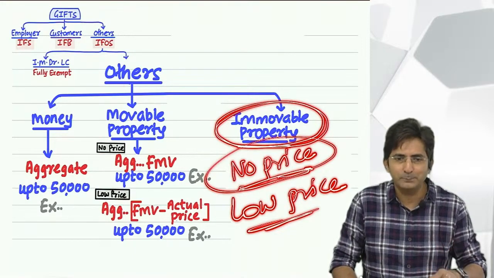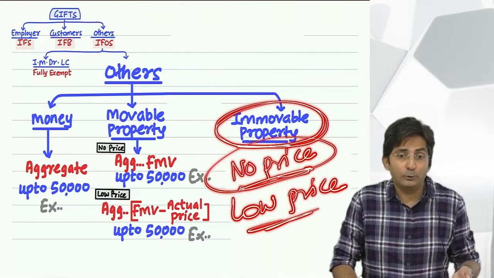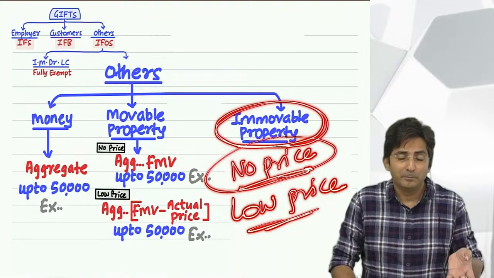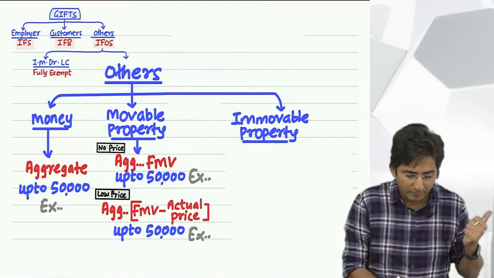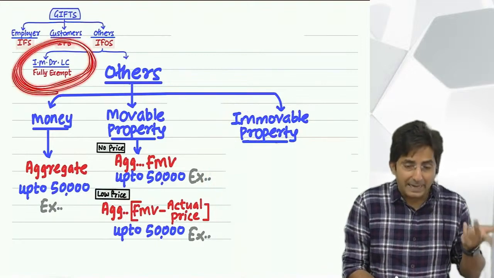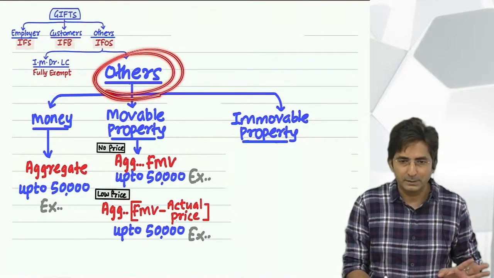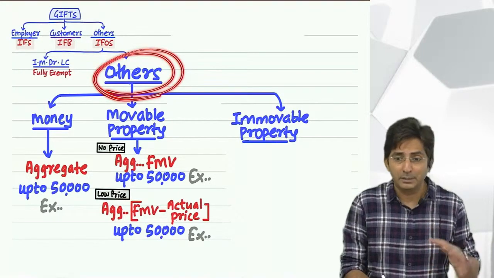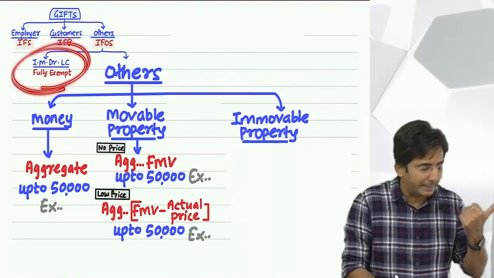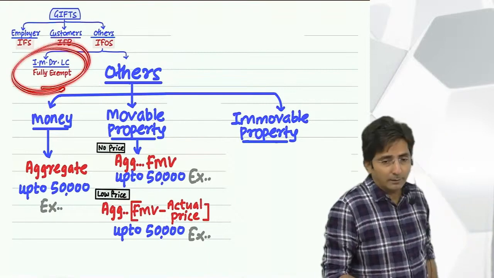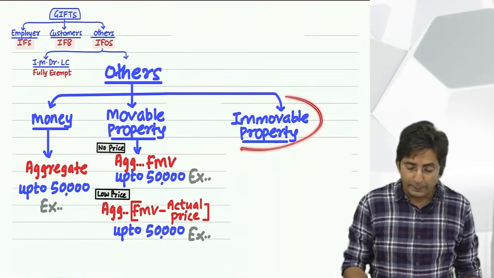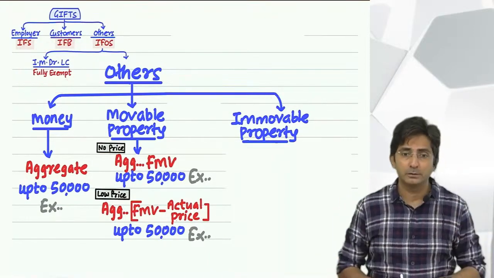We don't have such friends, but just for example. And why do I have to take the example of a friend only? Because if it is a relative and all, it will come under I am Dr. LC. See, these other gifts are all weird gifts. These are not marriage, relatives. All the genuine gifts are kept aside in I am Dr. LC.